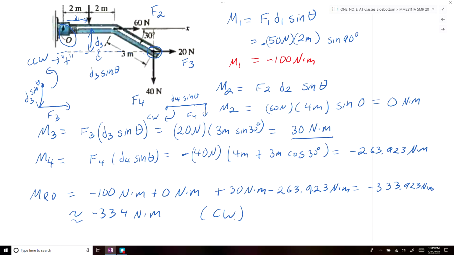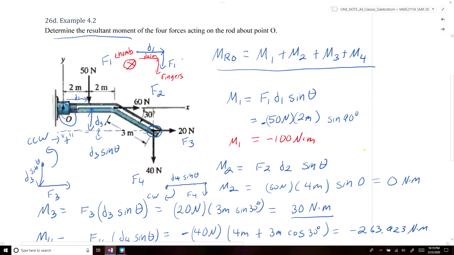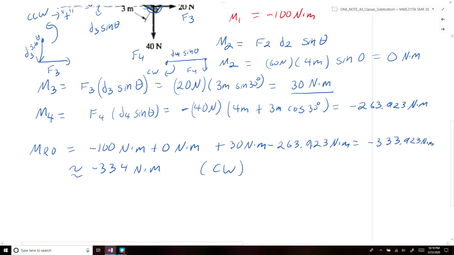Right. So just to summarize what we did, we first identified all the forces being applied to the system, and we determined that the total moment would be equal to the sum of all the individual moments. We then calculated all the individual moments using the force times the distance times the sine of the angle between the force and the moment arm. We did it for all 4 values, and then we just algebraically summed up all the numbers to get the total resultant moment.